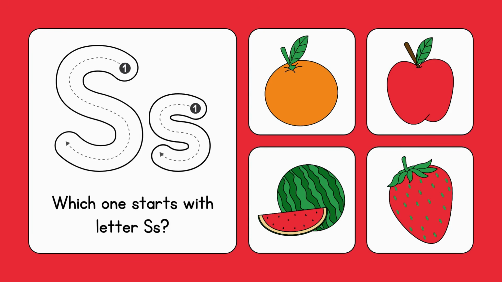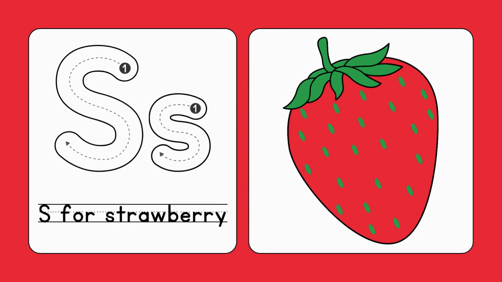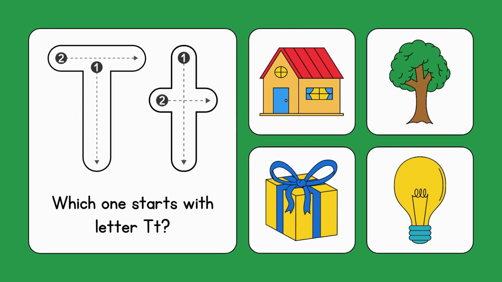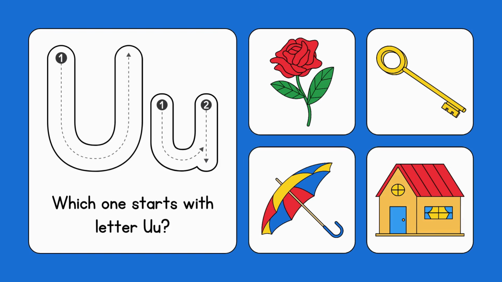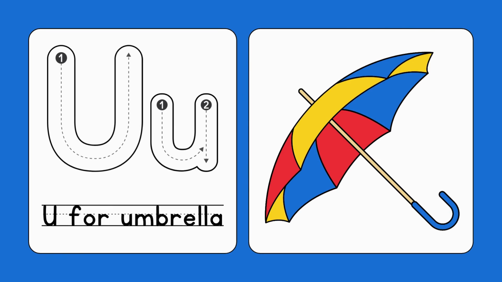Which one starts with letter S? Strawberry. S for strawberry. Which one starts with letter T? Tree. T for tree. Which one starts with letter U? Umbrella. U for umbrella.